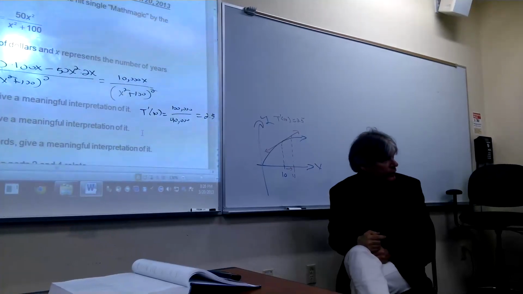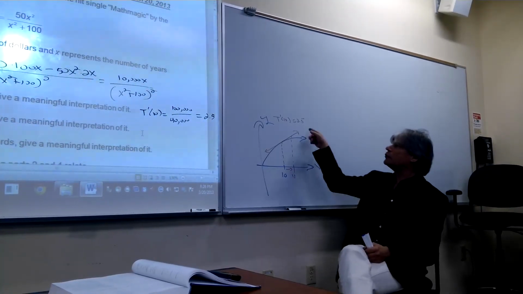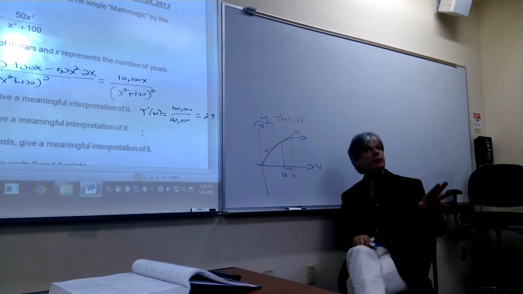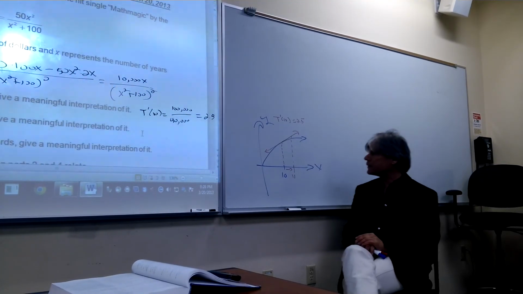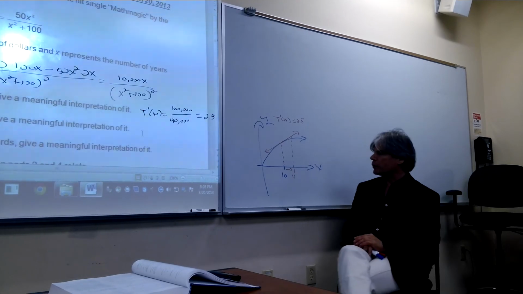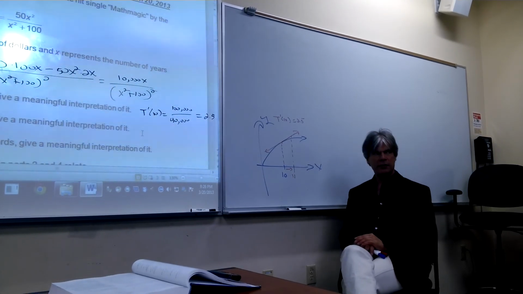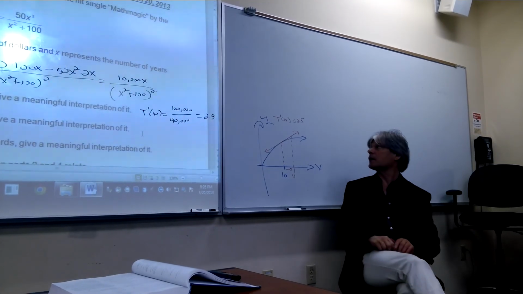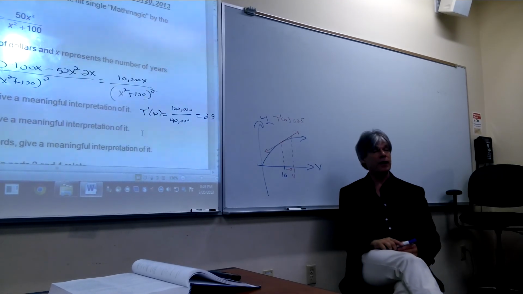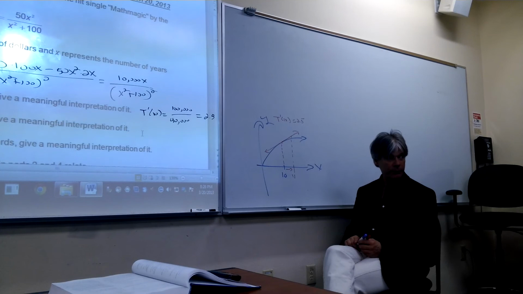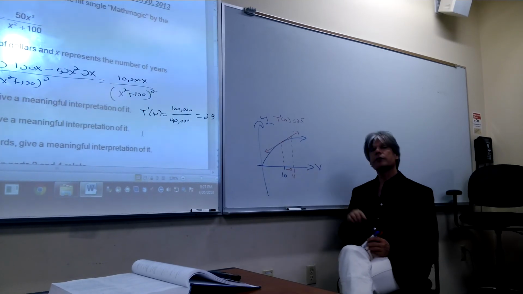As x increases from 10 to 11, I think that 2.5 represents an approximation for the increase in y values in the blue curve as x ranges from 10 to 11. I think this represents an approximate increase of $2,500 in total revenue over that 11th year.